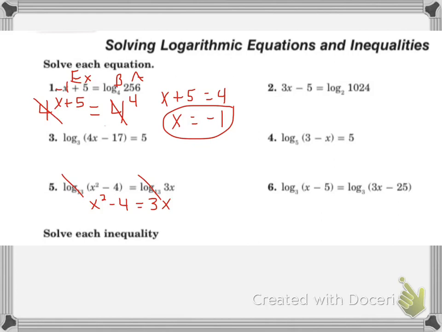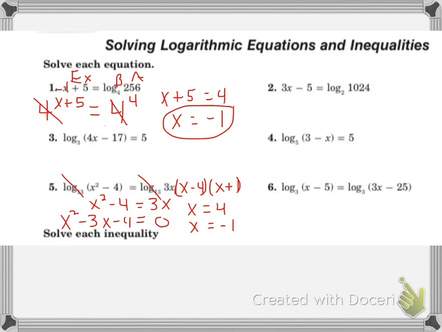We do need to solve it as a quadratic. So I guess factoring is probably the easiest way. We're going to say x squared minus 3x minus 4. Looks like that could be rewritten as x minus 4 and x plus 1, leaving us x equal to 4 and x equal to -1.